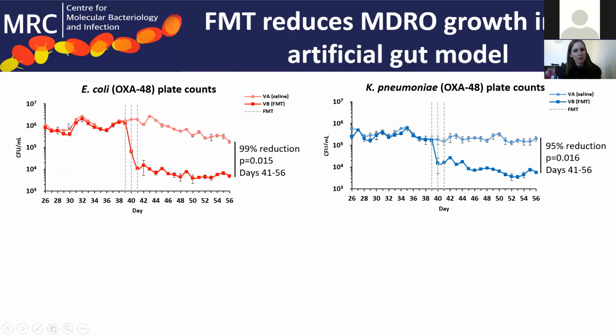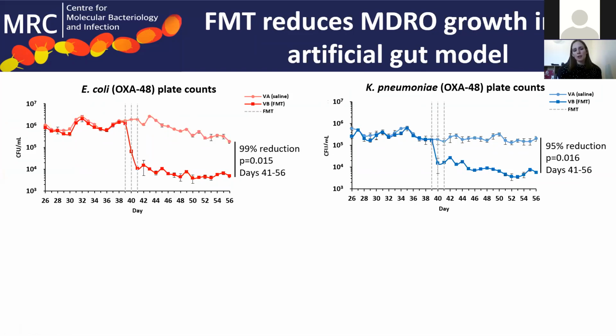And in this first plot here, we see that the lighter pink is the artificial gut model that received saline, and the red color is the artificial gut model that received FMT. So FMT treatment actually caused a 99% reduction in multidrug-resistant E. coli. And if we look at this other multidrug-resistant bacteria, Klebsiella, we can see a 95% reduction with FMT treatment.